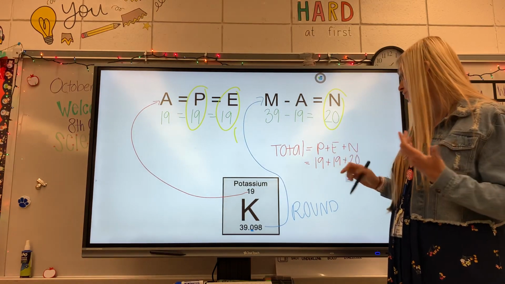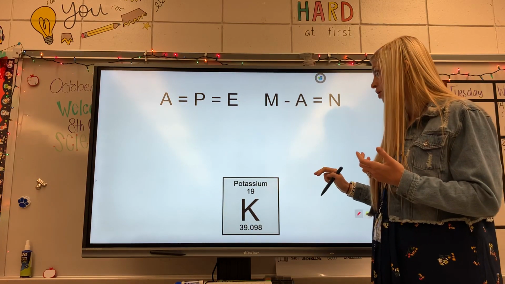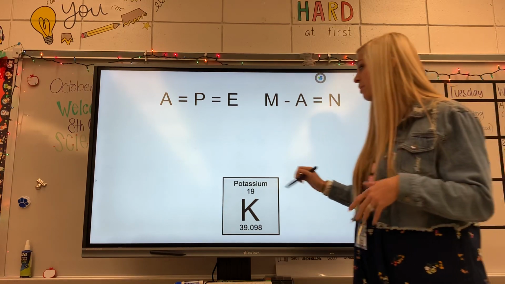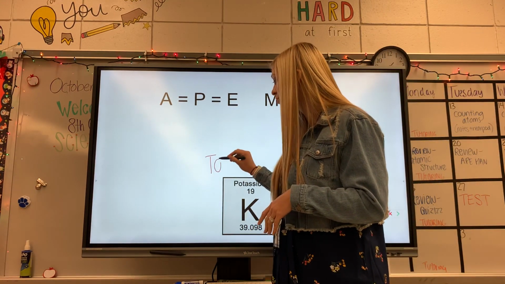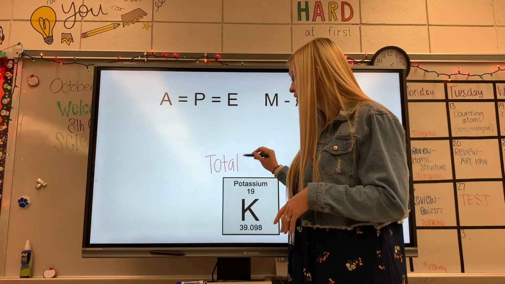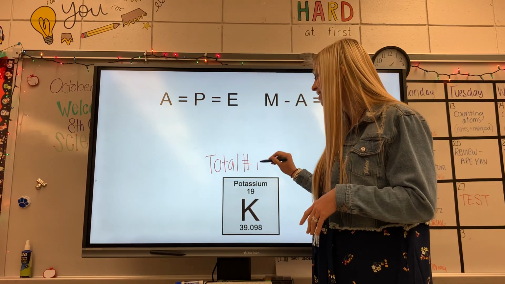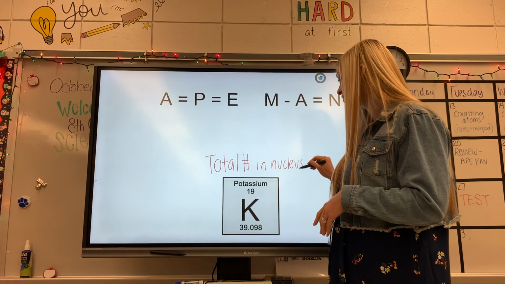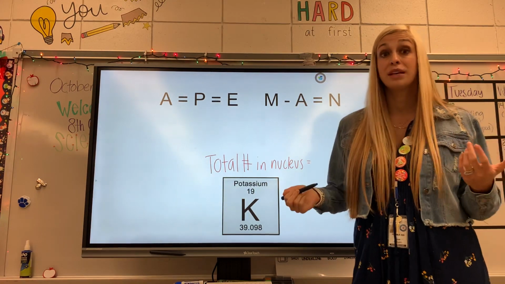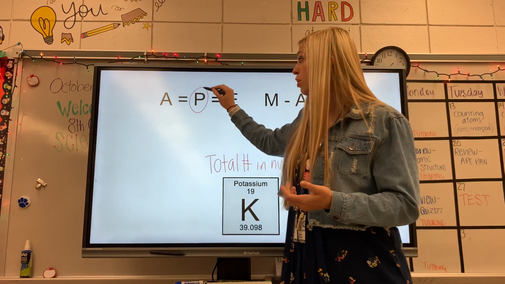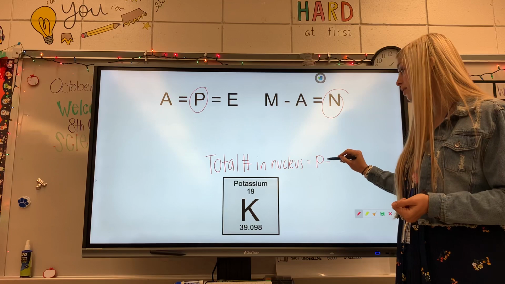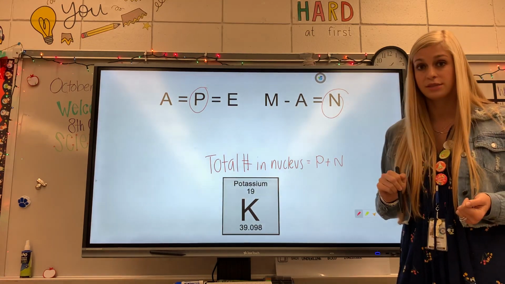What if it asked for, no, I didn't mean to erase all that. Okay, that's all right. What if it asked for the total number in the nucleus? The total number of particles in the nucleus. Well, what two things are in the nucleus? Protons and neutrons. So you would add only protons and neutrons.